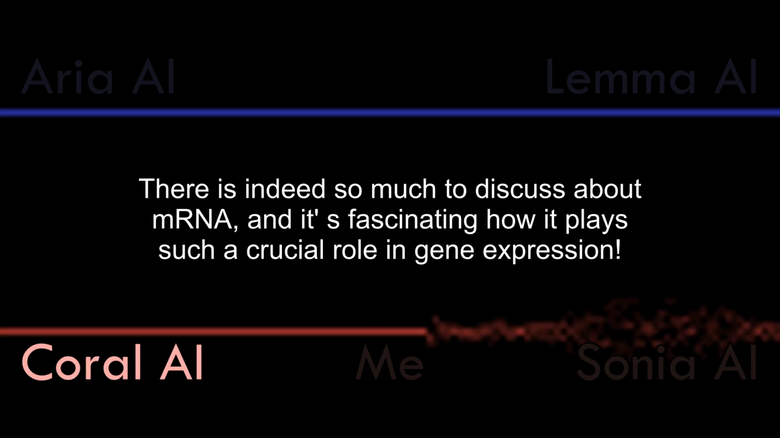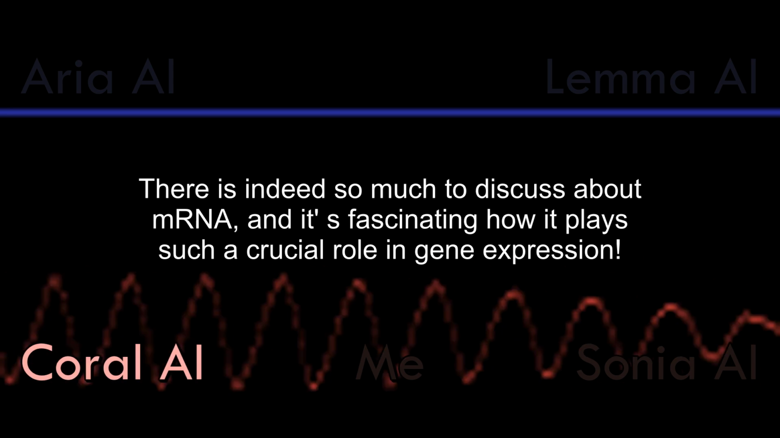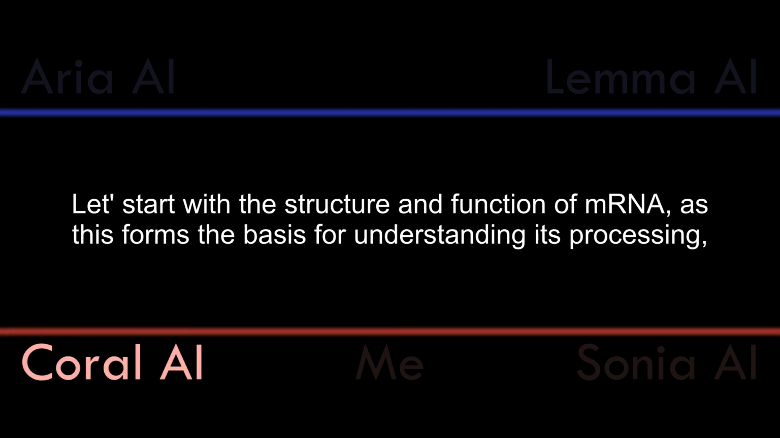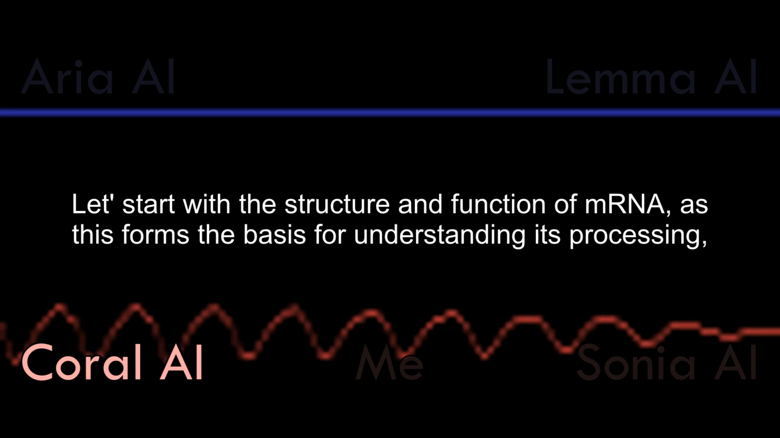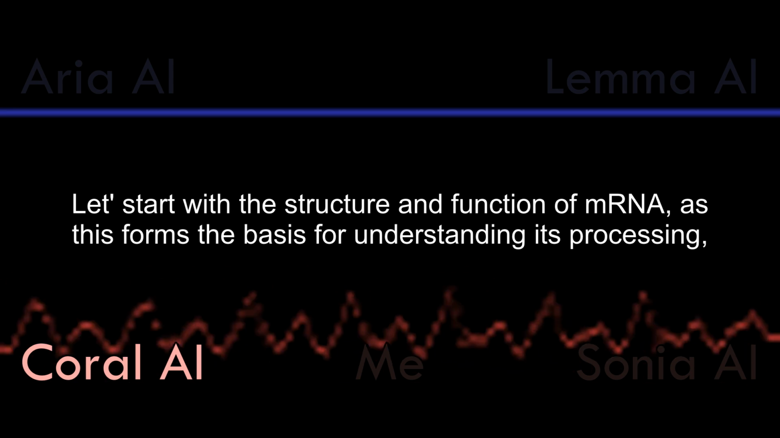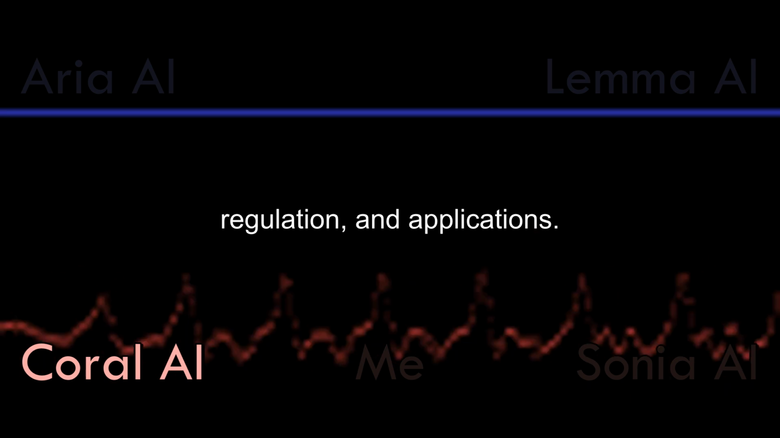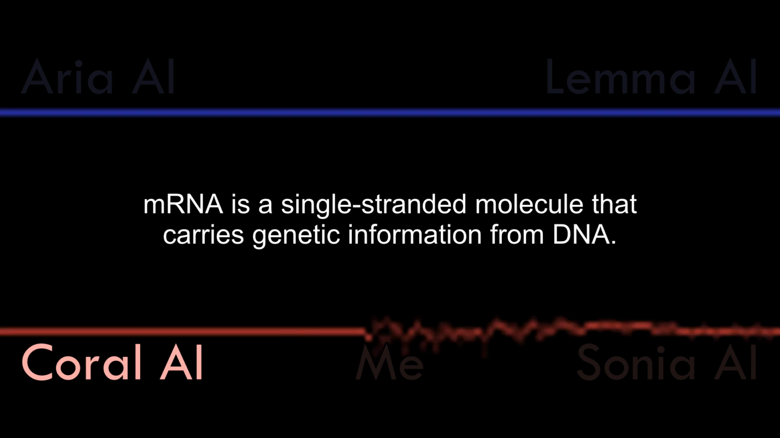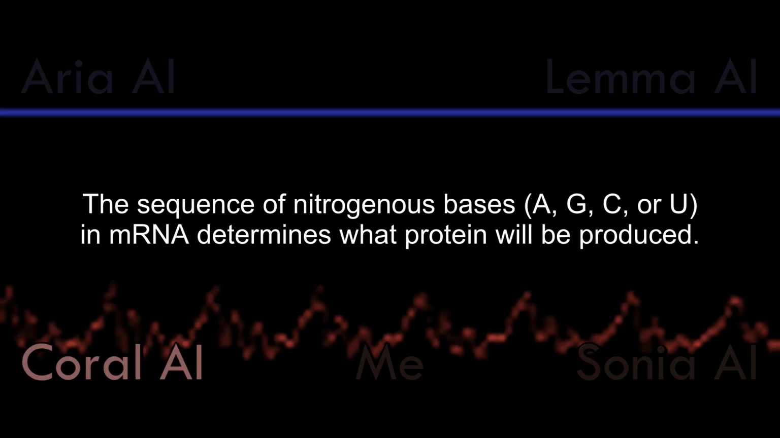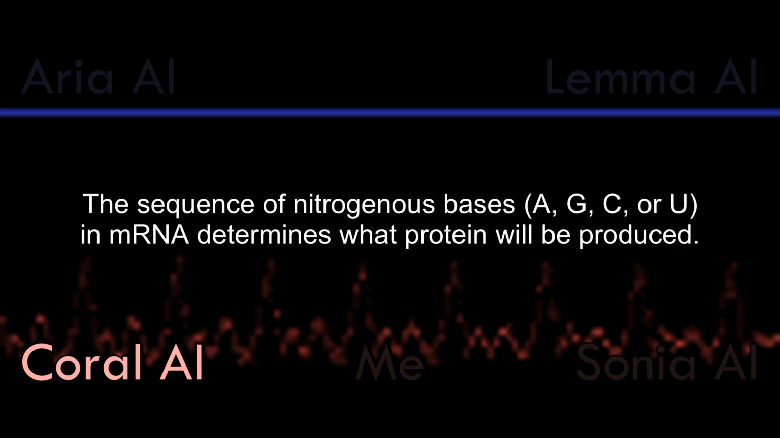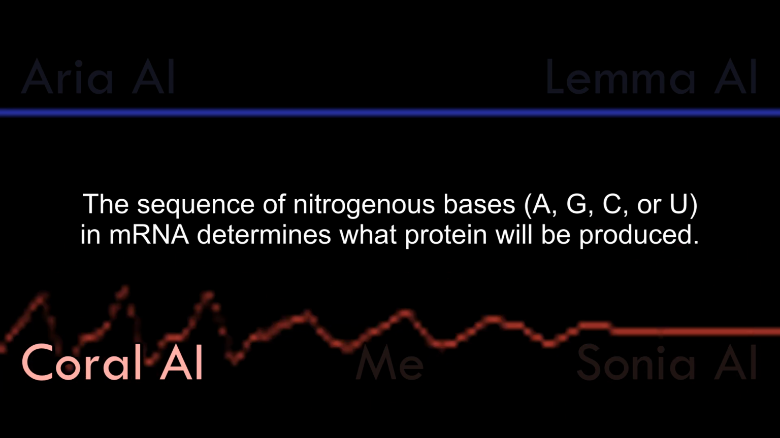There is indeed so much to discuss about mRNA, and it is fascinating how it plays such a crucial role in gene expression. Let's start with the structure and function of mRNA, as this forms the basis for understanding its processing, regulation, and applications. mRNA is a single-stranded molecule that carries genetic information from DNA. The sequence of nitrogenous bases A, G, C, or U in mRNA determines what protein will be produced.